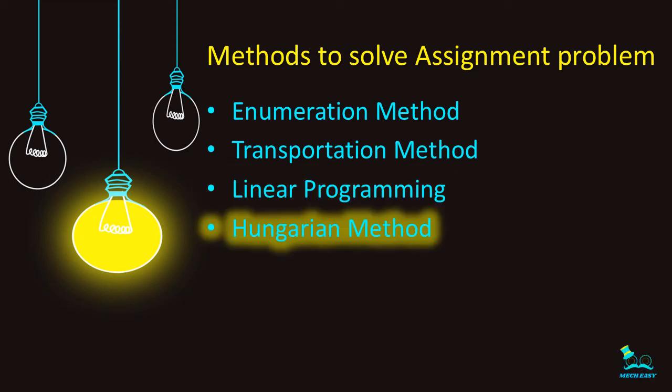And the last and most important method is the Hungarian method. The Hungarian method is a special kind of algorithm that will give us the solution of the assignment problem with minimum effort. We will study the Hungarian method in video numbers 2, 3 and 4. This is the only important method out of these 4 methods that we will study in detail. The above 3 methods are not that useful for us in this chapter. Okay.